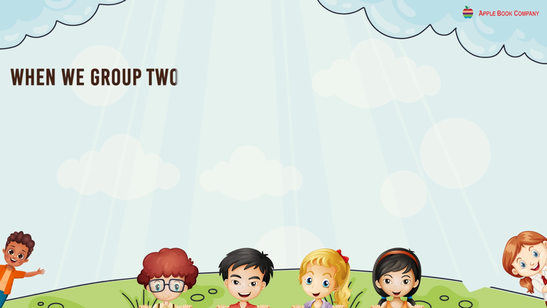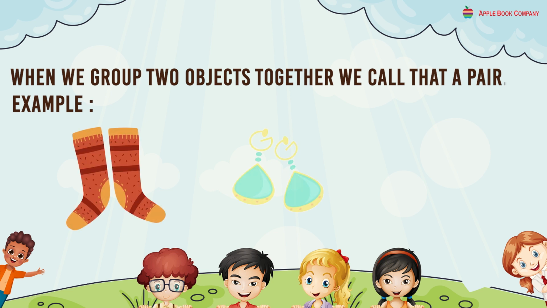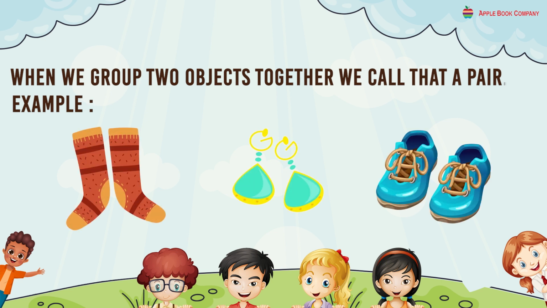When we group two objects together, we call that a pair. For example, we have a pair of socks, a pair of earrings, or a pair of shoes.